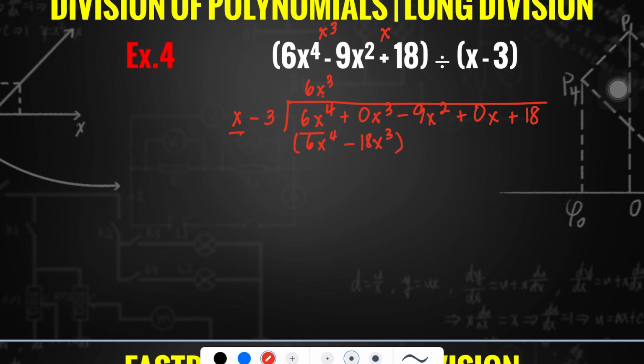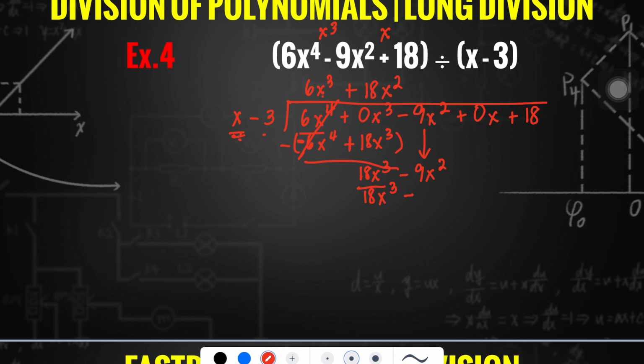And then subtract. I'll change the sign to negative and then to positive. 6x raised to 4 minus 6x raised to 4, 0 or cancel. 0 plus 18x cubed, 18x cubed. Positive, by the way. And then I'll bring down negative 9x squared. 18x cubed divided by x. So we have positive 18x squared. And then 18x squared times x, that's 18x cubed.